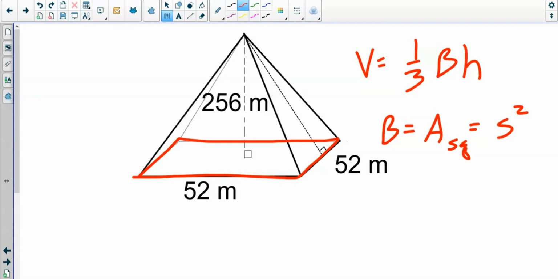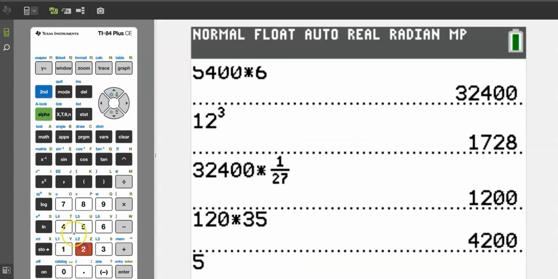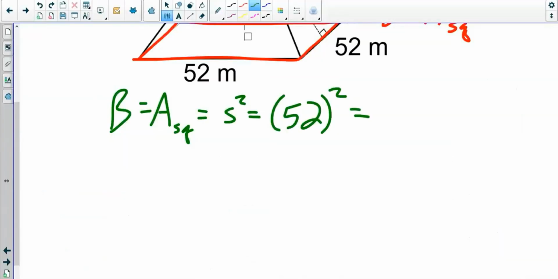All right, so if we start figuring some things out, big B is equal to the area of a square, which is S squared. So our side lengths for our square are 52. So I need to know what is 52 squared. So we go to our calculator. 52 squared equals 2,704. So that's our big B.